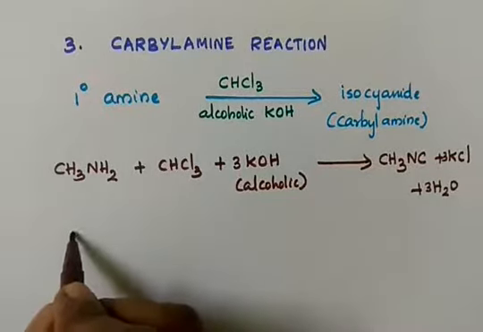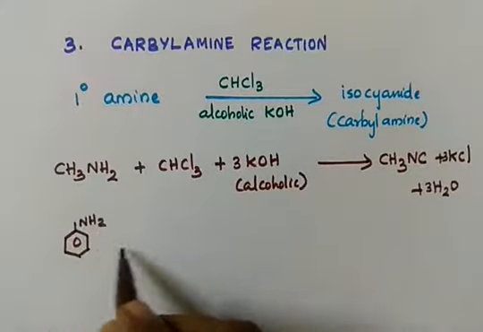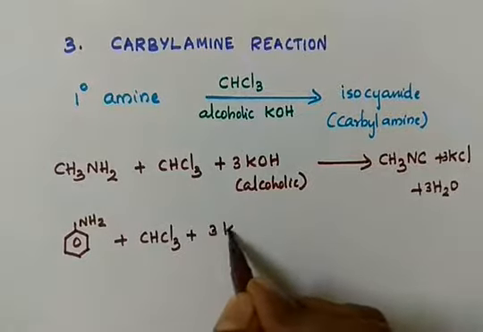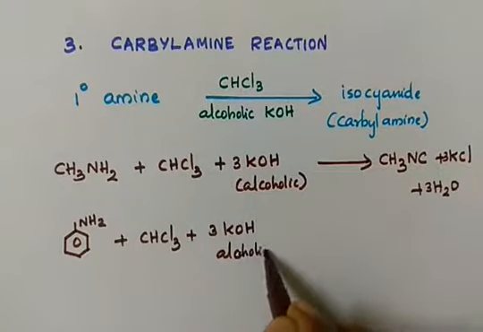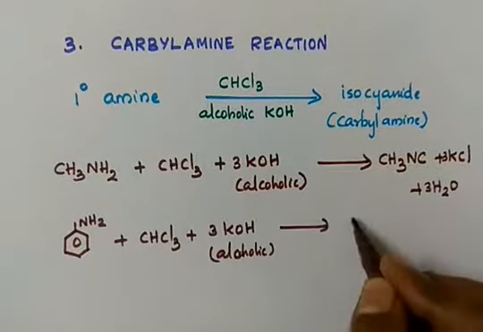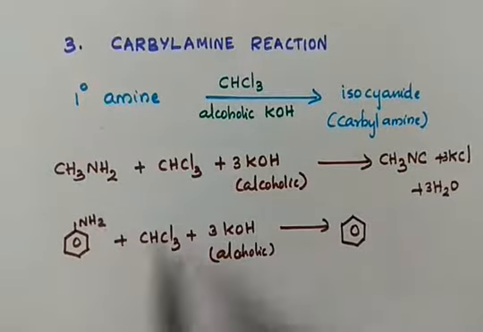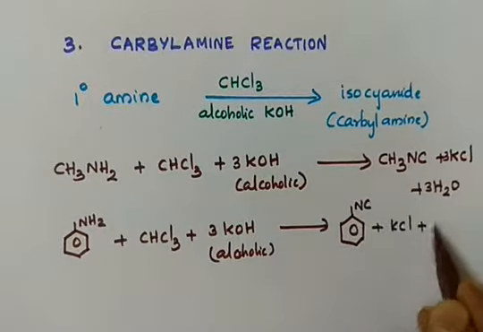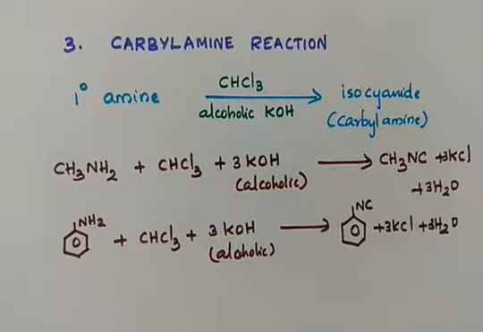An aromatic primary amine, for example aniline. Aniline on treating with chloroform, CHCl3, and alcoholic potassium hydroxide gives, here the NH2 group is converted to NC. Okay, isocyanide plus 3 KCl plus 3 H2O. This reaction is called a carbylamine reaction.